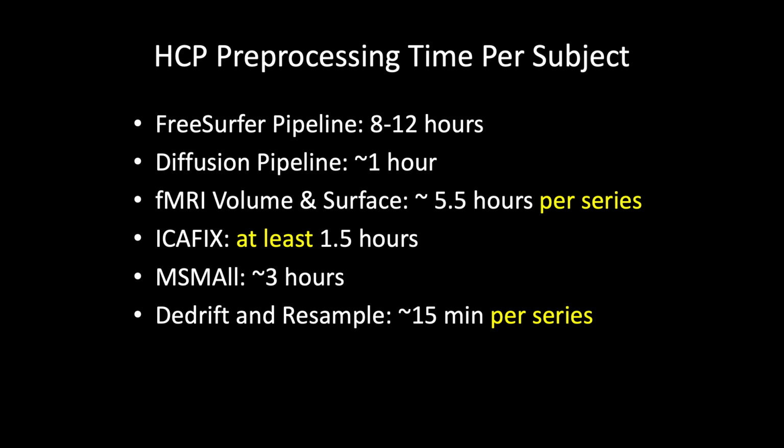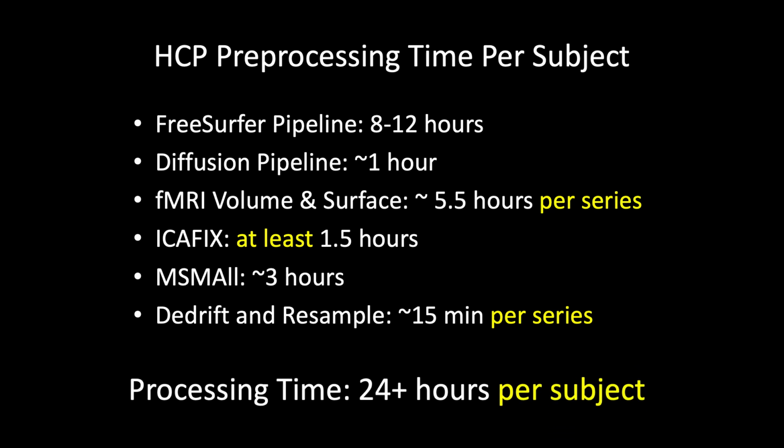ICA FIX takes at least an hour and a half. With our study, we have 8 tasks and 8 task runs and a rest. It takes about 6 hours to run through ICA and FIX. So it doesn't quite scale if you were to concatenate, but it does take a while. And MSM-All takes about 3 hours to calculate, but then the de-drift resample step takes about 15 minutes per series. So you're looking at least 24 hours just to process your subject.